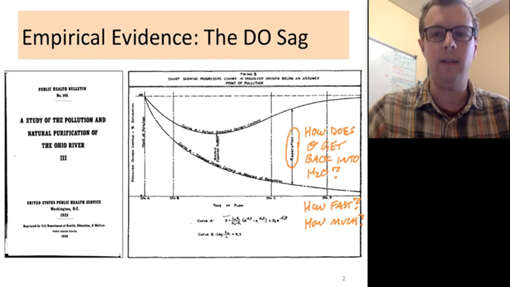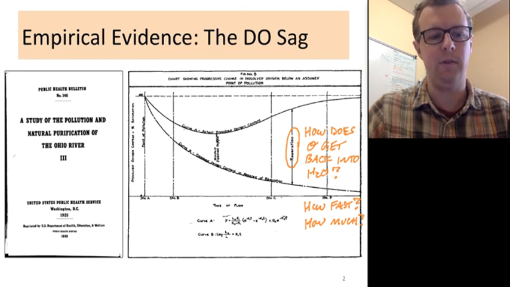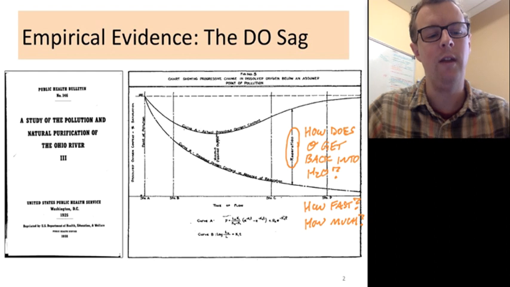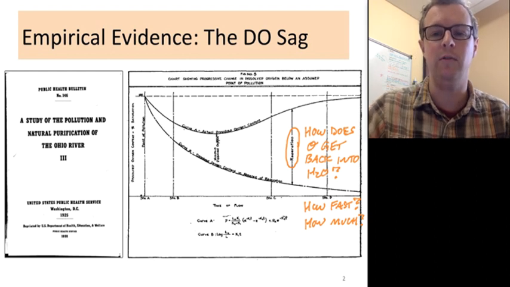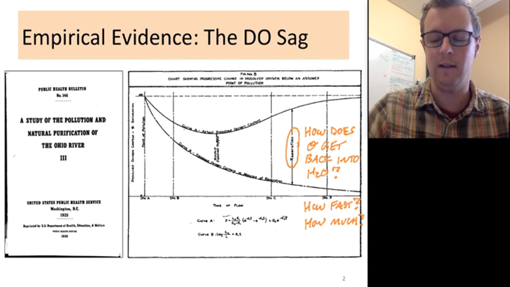And so what we're going to take a look at in this lecture is a first principles view of how it is that we have reaeration occur. How does a gas move across this liquid-gas interface at the surface of a stream or river?